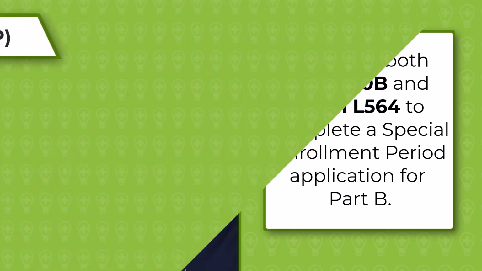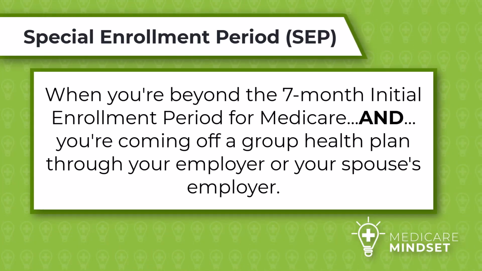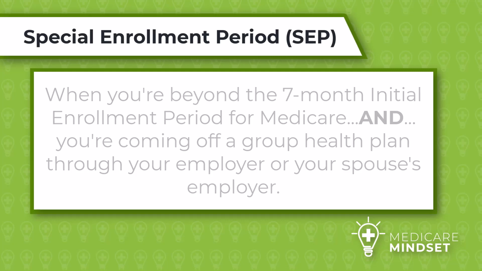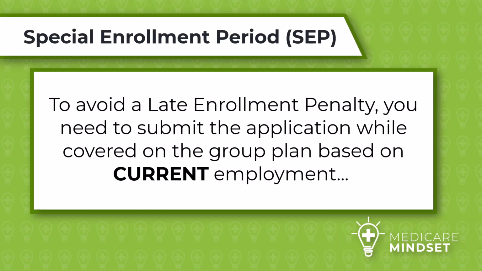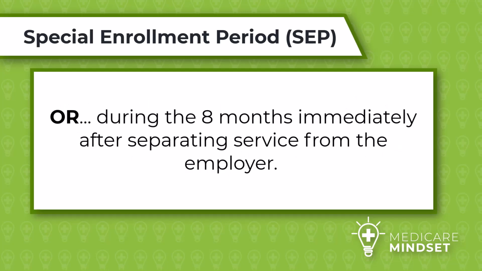Now remember, a Special Enrollment Period is when you're beyond the 7-month initial enrollment period for Medicare and you're coming off a group health plan through your employer or your spouse's employer. To avoid a late enrollment penalty, you need to submit the application while covered on the group plan based on current employment or during the 8 months immediately after separating service from the employer.